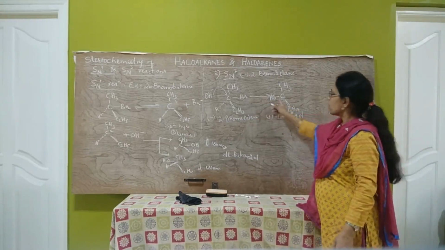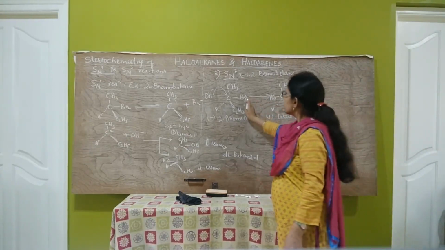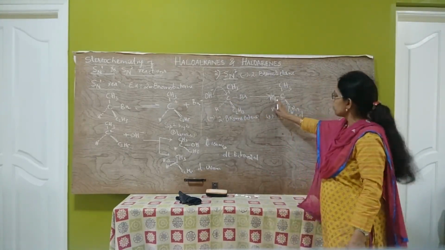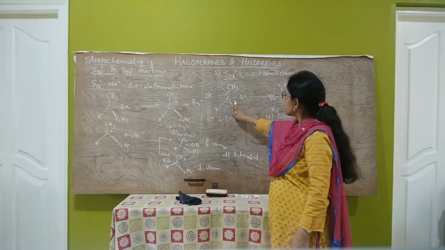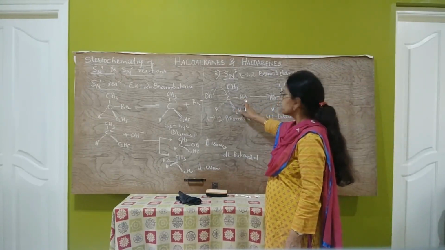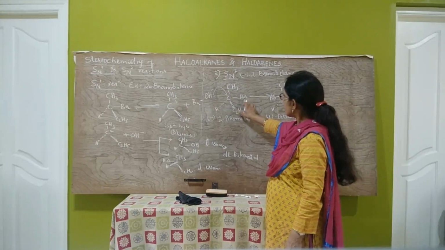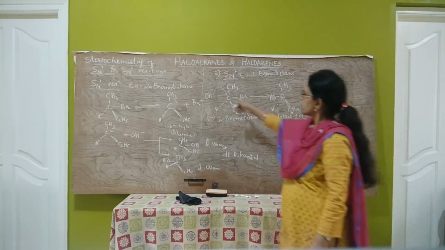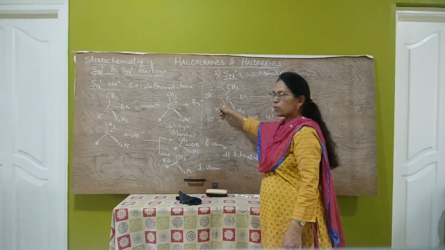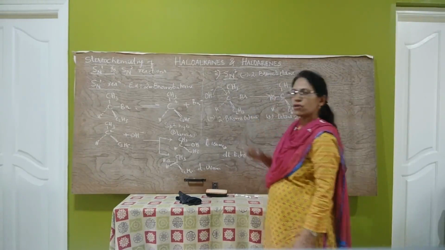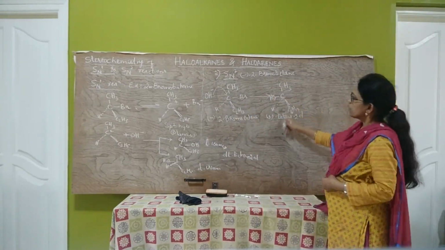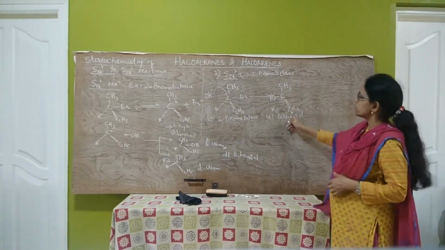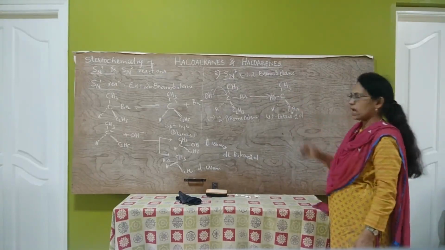Here inversion of configuration takes place because bromine is present on the front side whereas OH is attacked. The nucleophile occupies the site opposite to the bromine atom. So it attacks from the back side. So the nucleophile occupies the opposite position of the bromine atom. Therefore, that is called inversion of configuration. So inversion of configuration takes place during SN2 reaction.